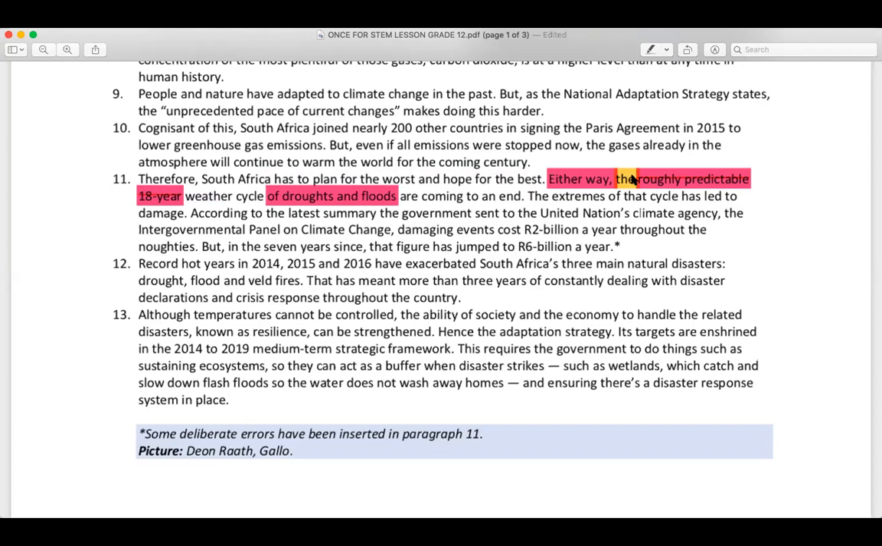Let's start the sentence with "the weather cycle are coming to an end." Can you see the sentence won't make sense? Exactly. Even if you could remain with that there, let's say we bring back this right here, the "of droughts and floods," and we return it, and we'll be fine with that. The weather cycle of droughts and floods is coming because the main focus is there.